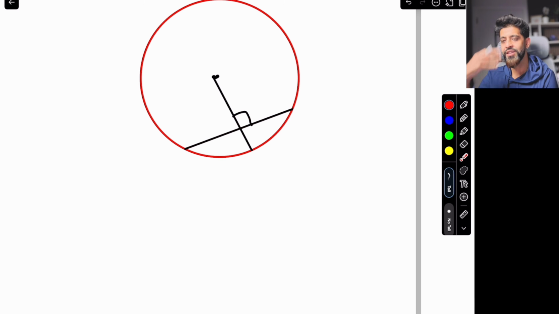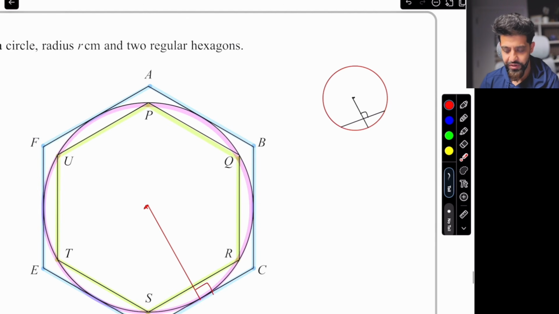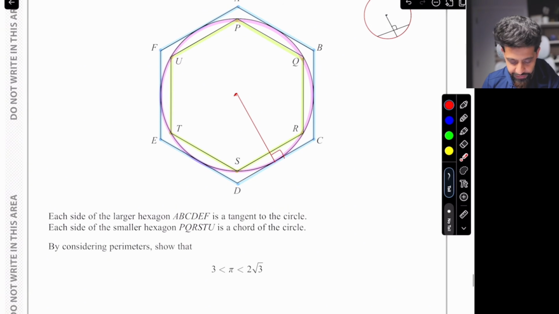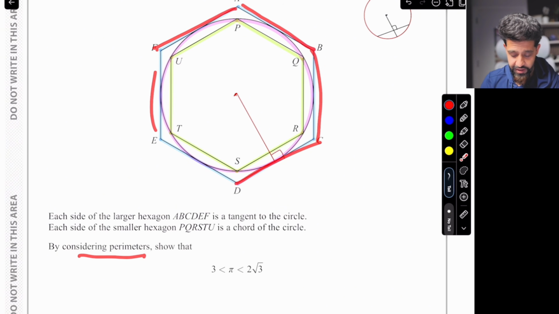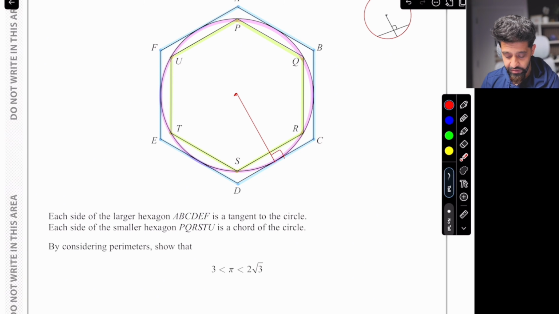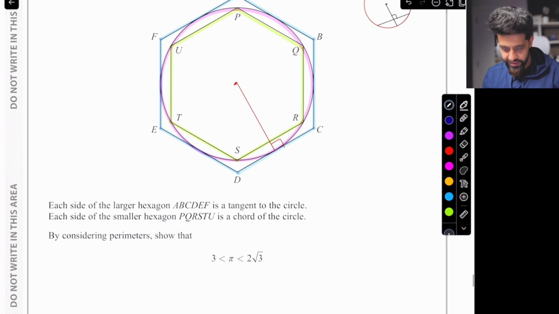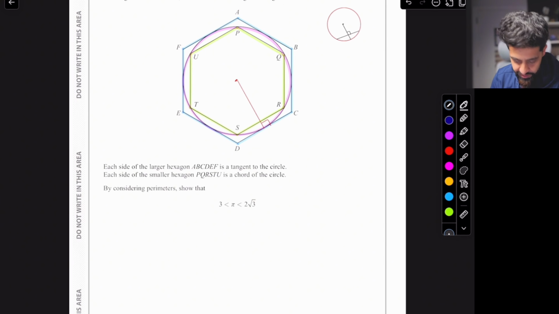These are the facts that should be flooding into your head as you're reading this question. We have to consider perimeters of these, and show that we can end up with this somehow. So where do we start? Let's look at the inner hexagon. Let's start off with the inner hexagon, the green one. Inner hexagon, or smaller hexagon, but inner hexagon is better, I think.